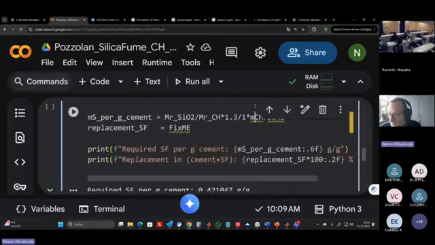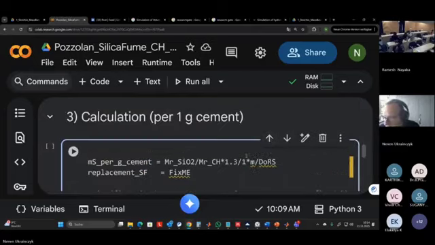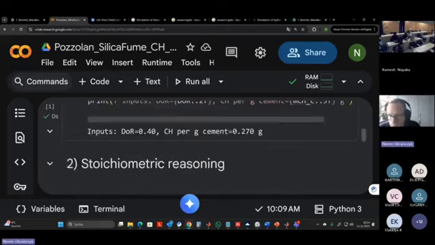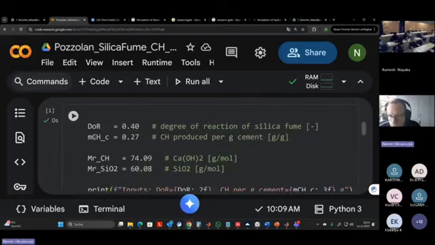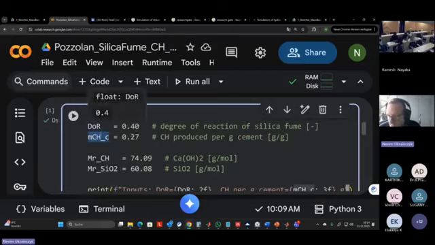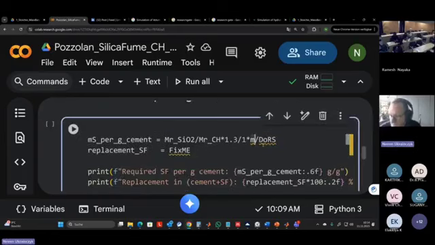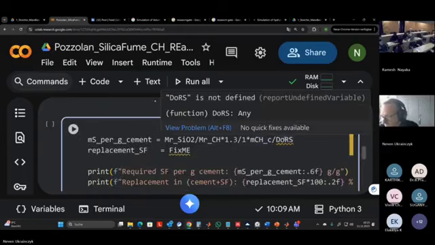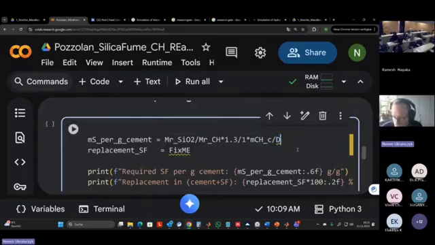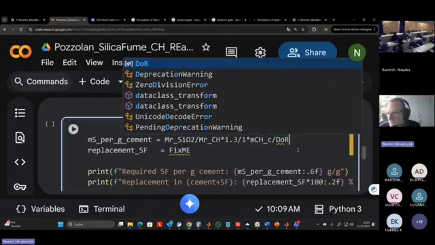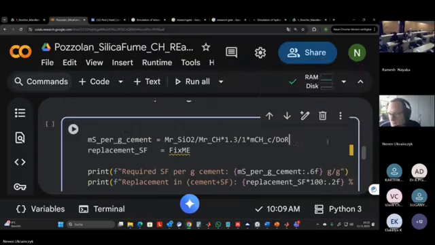And then we just need a mass of portlandite, which is the input, the mass of portlandite, this one, and then we have the degree of reaction. So this is the mass of portlandite and the degree of reaction. This is the variable. So this is the solution, the fix-me solution.